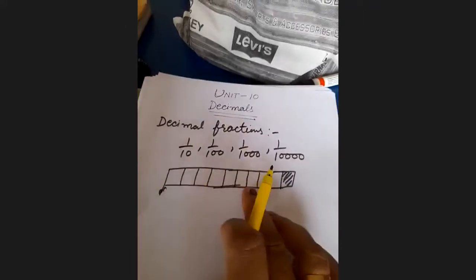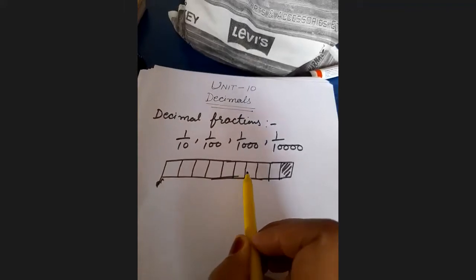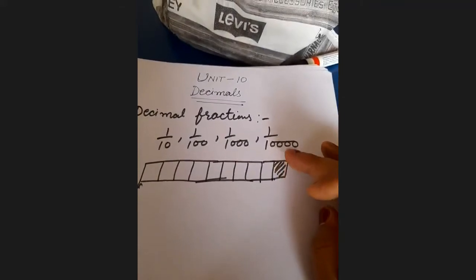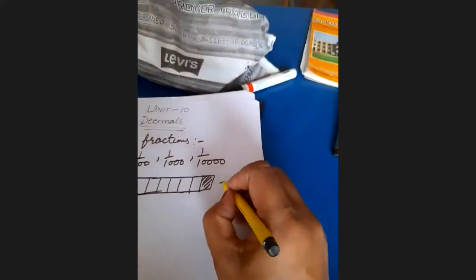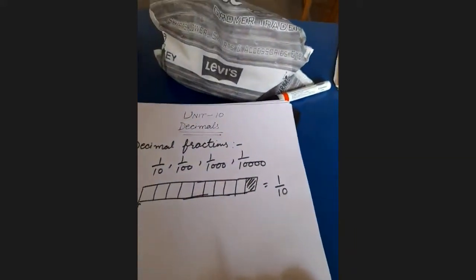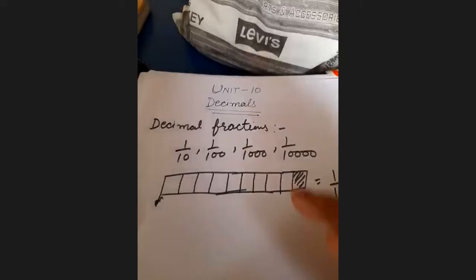So total parts are 10: 1, 2, 3, 4, 5, 6, 7, 8, 9, and 10. Total parts are 10 and the shaded part is only 1. So written as a fraction, the number will be 1 upon 10. The fraction of this figure is 1 upon 10. Now students, write 1 upon 10 in decimal form.